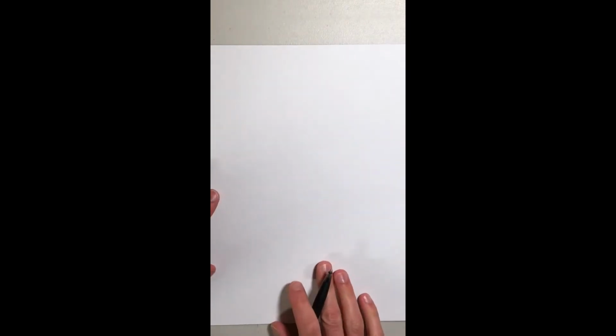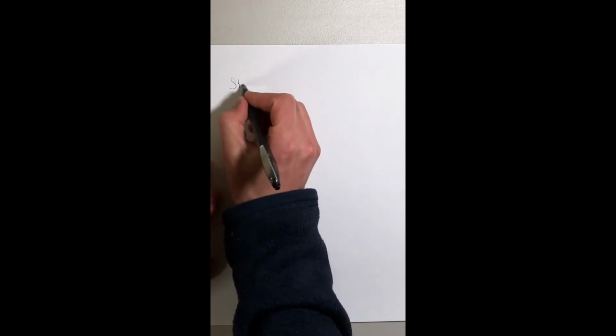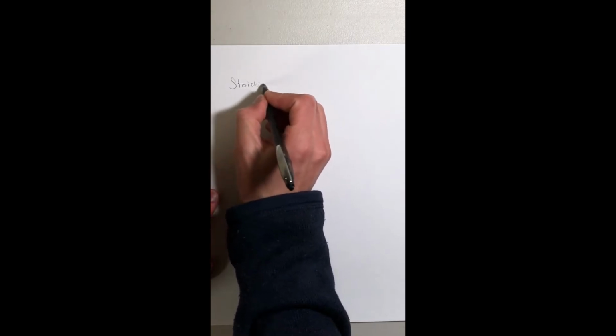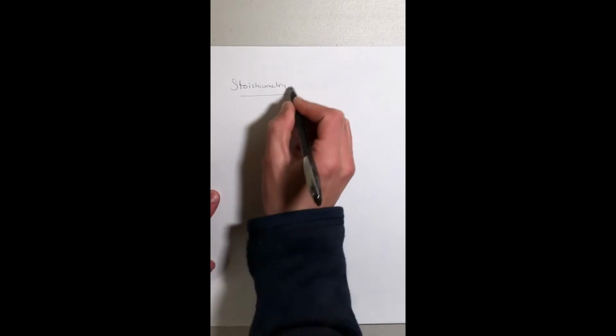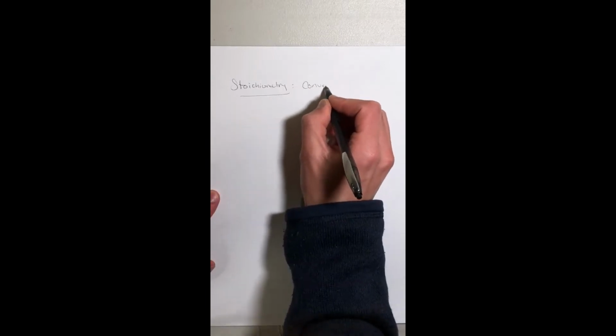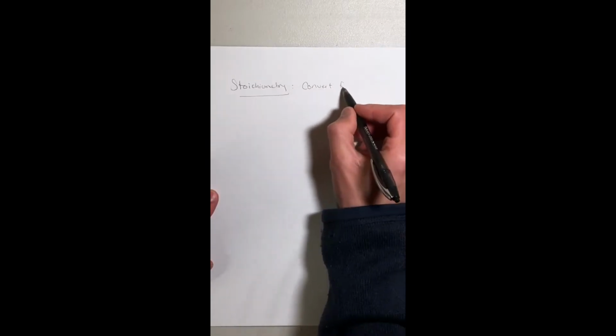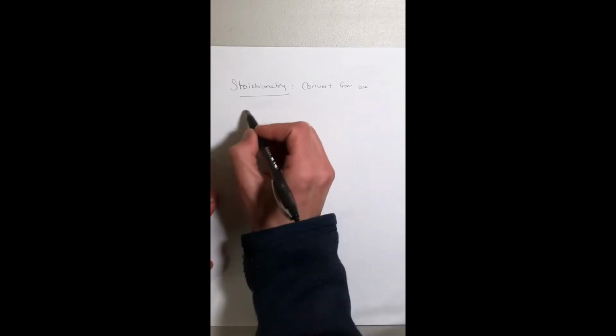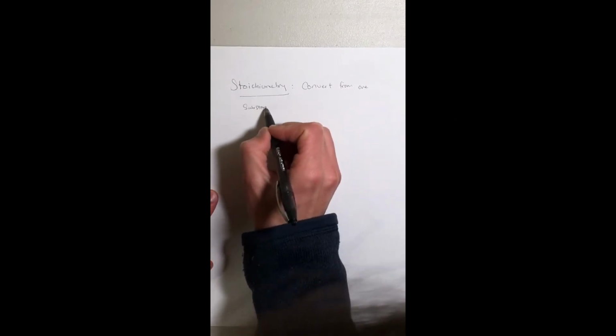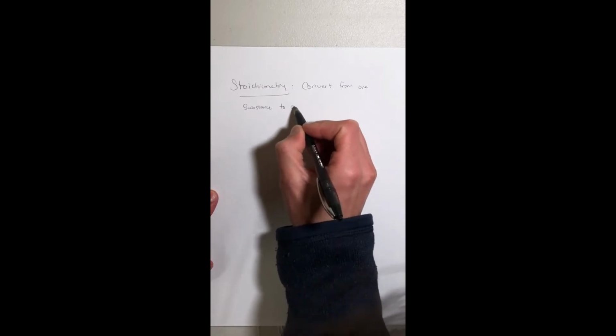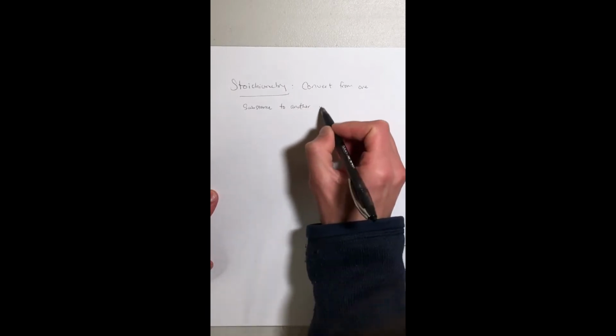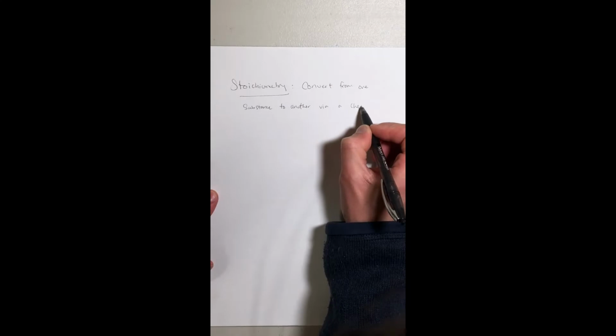Hi students, so we're going to do a little bit of review of stoichiometry. Stoichiometry is just trying to convert from one substance to another via a chemical equation.